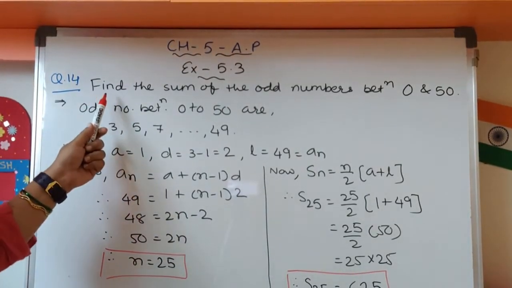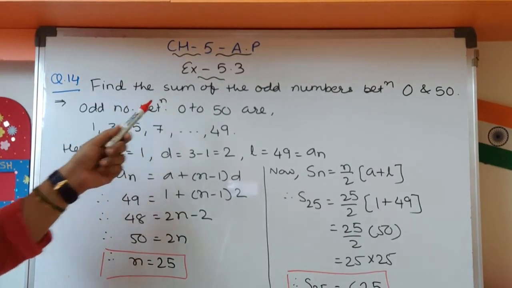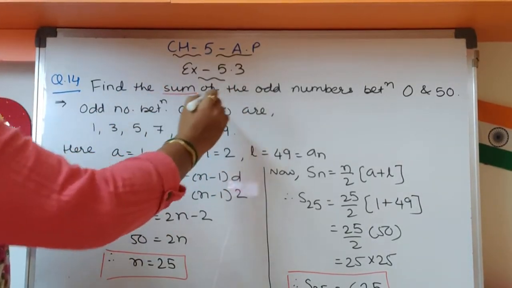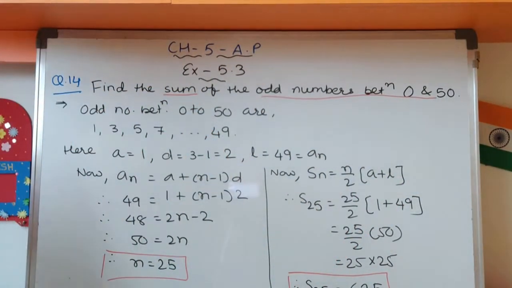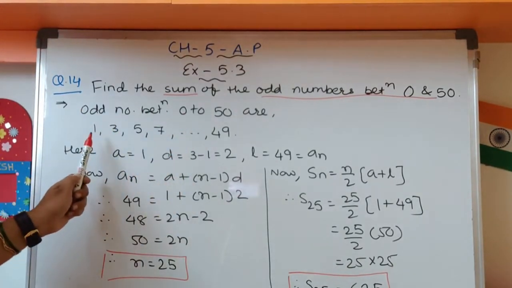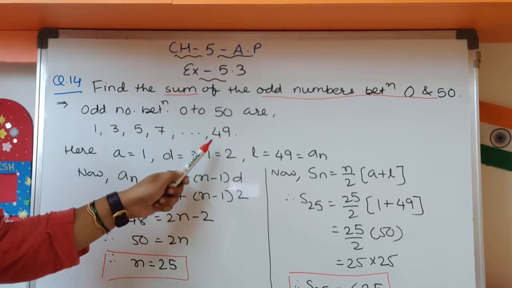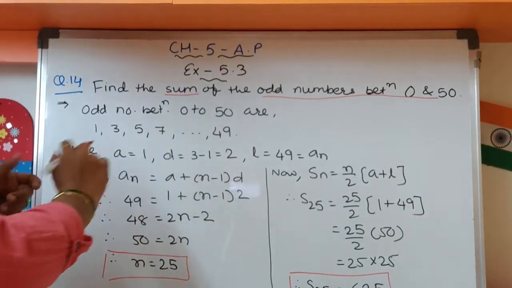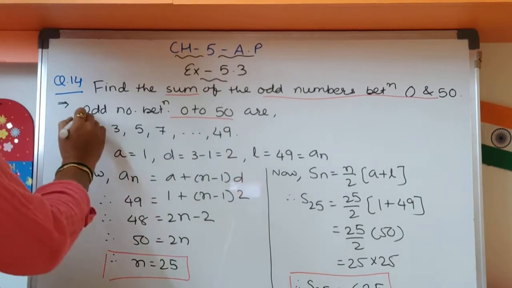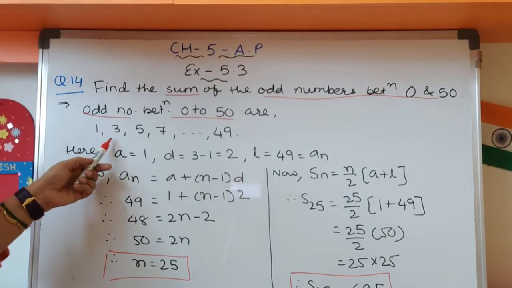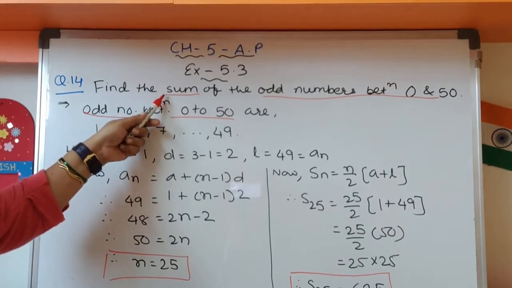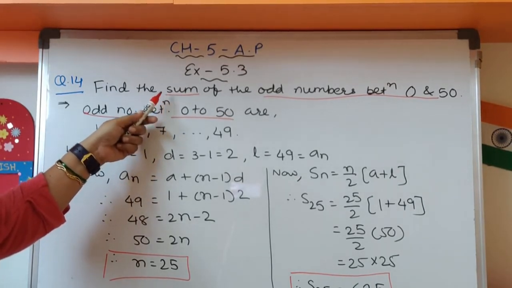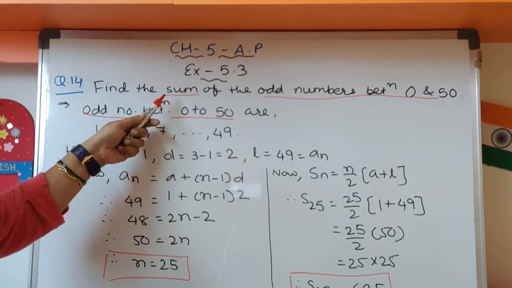In question number 14 it is given: find the sum of the odd numbers between 0 and 50. So the odd numbers between 0 and 50 are 1, 3, 5, 7 onwards up to 49. In short, this is an AP. After getting the AP, as we want the sum, it means Sn.